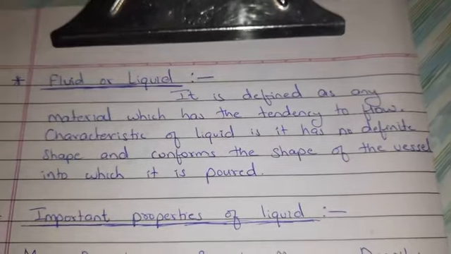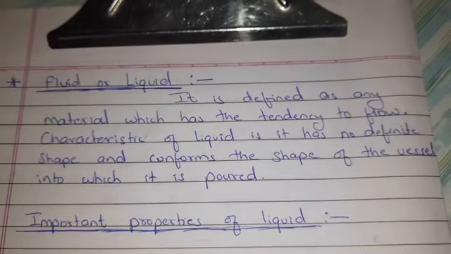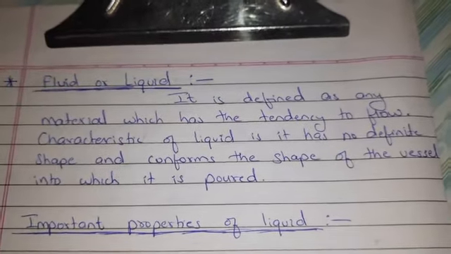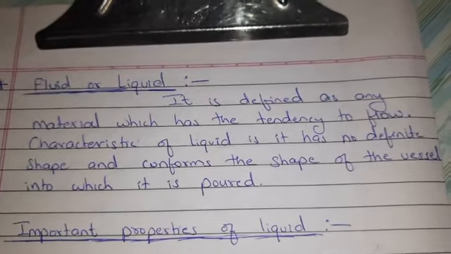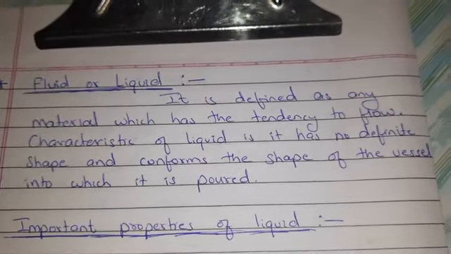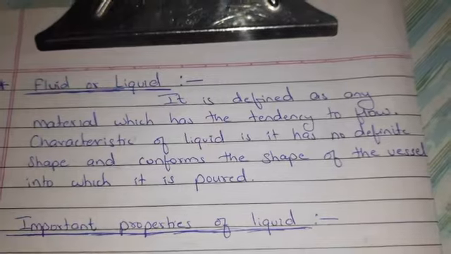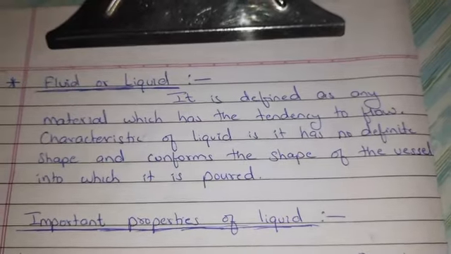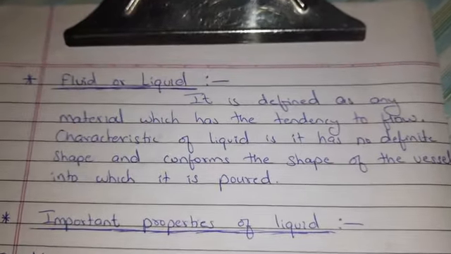But when we pour water into a vessel, for example a circular jar, then the shape of the water will be circular. If we pour it in a rectangular jar, the shape of the water will be rectangular. In a square jar, the shape will be square. In a conical flask, the shape will be conical. So the characteristic of liquid is that it does not have any definite shape, and it conforms to the shape of the vessel in which we are pouring the liquid or fluid. So this is the definition of fluid or liquid.